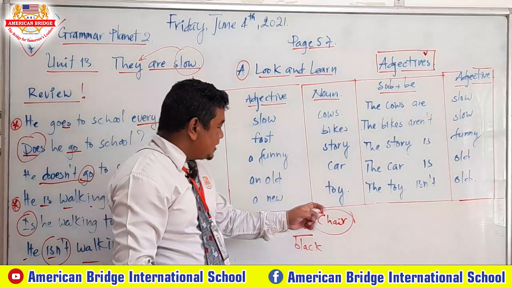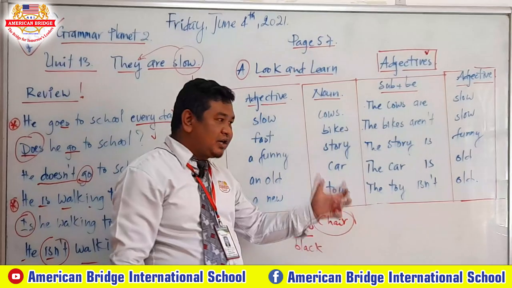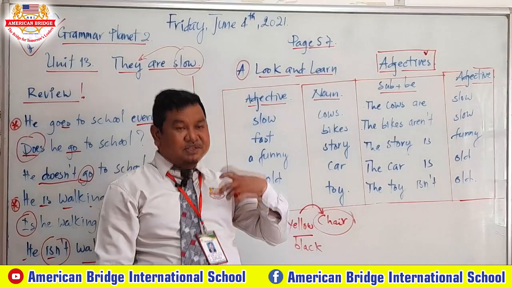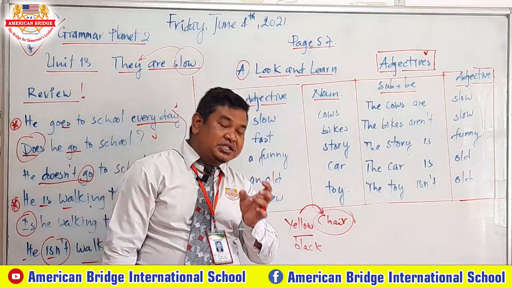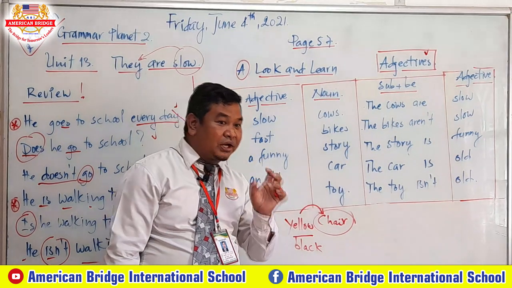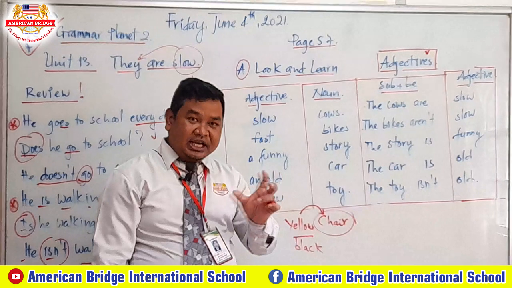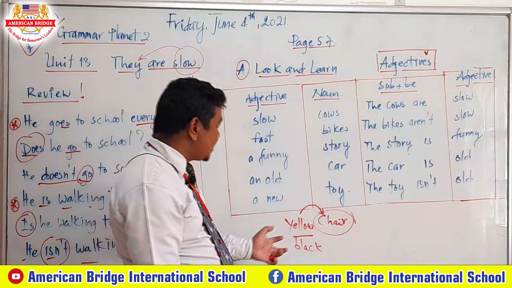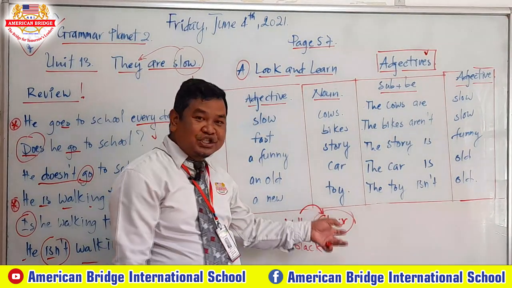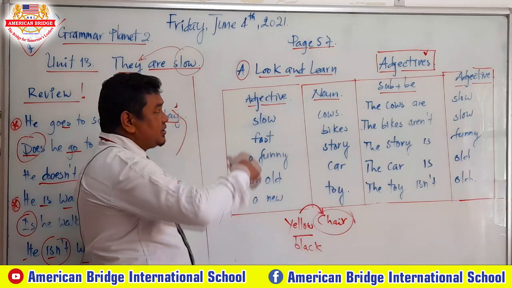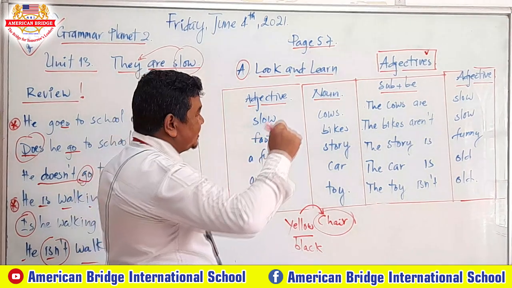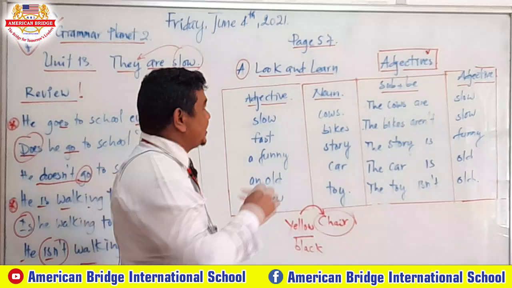Understand, student? If you want to describe a noun, you have to use an adjective. So an adjective describes a noun. So it is a yellow chair, it is a red chair, it is a green chair, or a green table, or a yellow table, or a white table. So this one is an adjective that modifies or describes a noun. So again, student, I will write for the next session.